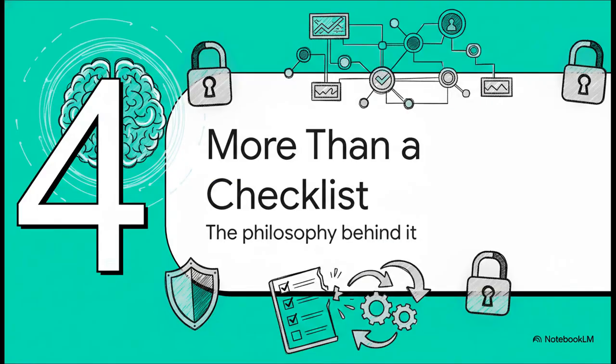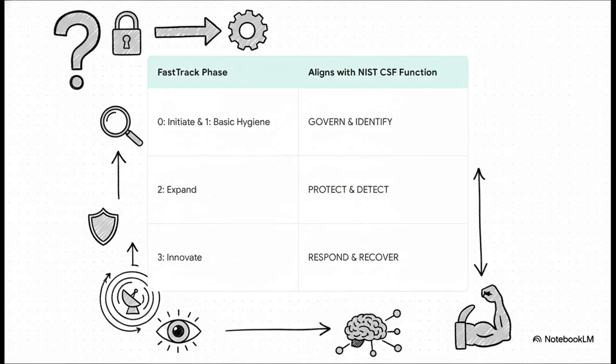So we've seen the what and the how, but it's really important to understand that this model is so much more than just a sequence of steps. Let's talk a little bit about the philosophy that makes it so powerful. And here is where you see the practical magic of this model. You've probably heard of the NIST cybersecurity framework, right? It's the gold standard for what to do. Well, FastTrack provides the how.